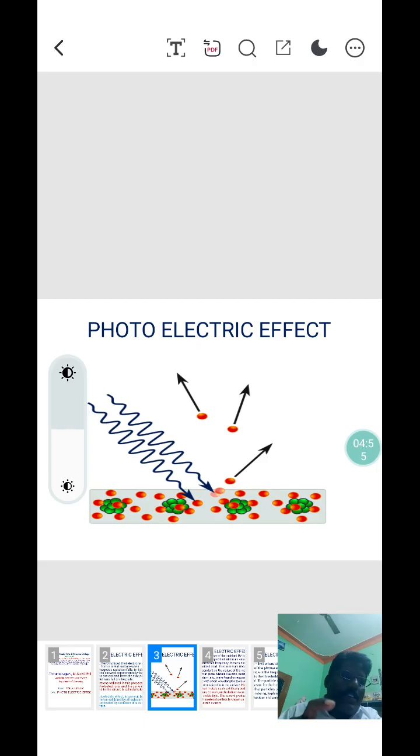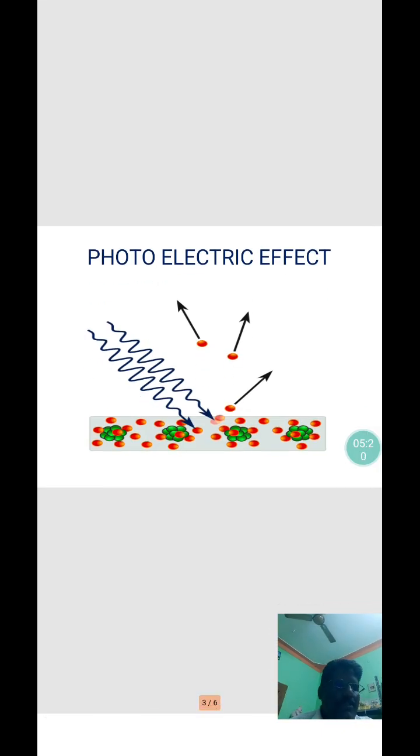So the frequency difference between the incident radiation and the consumed radiation, the work function or threshold frequency, gives the kinetic energy of the electron. So nu is the frequency of the incident radiation and nu zero is the work function frequency at threshold energy.